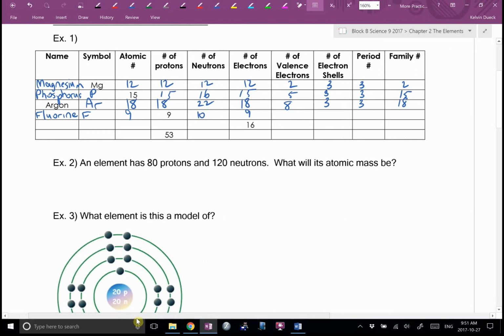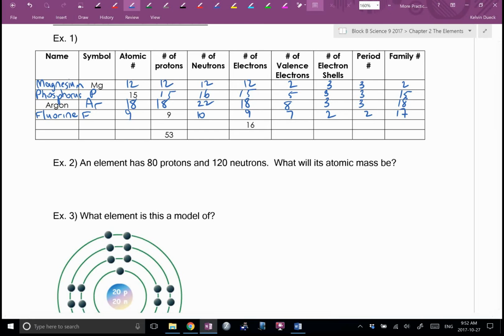Number of valence electrons, 7, which is why it's so reactive. It just needs one extra electron to have a full shell, so it will grab that any way that it can. Number of electron shells, 2. Period number 2, family number 17. We call those the halogens.